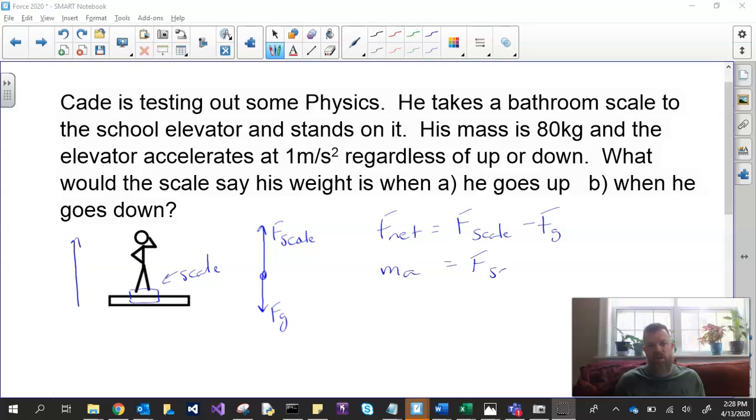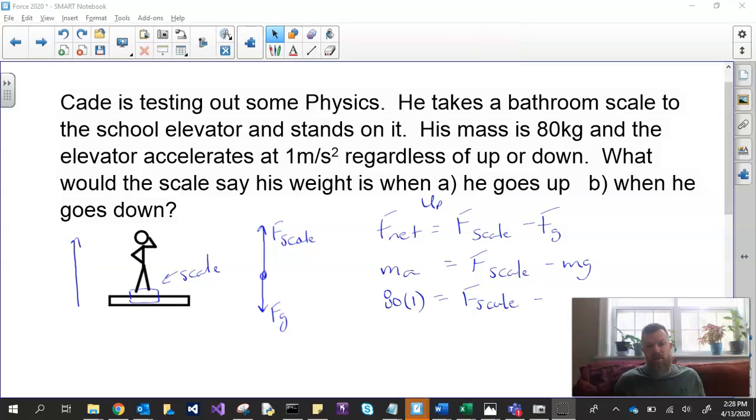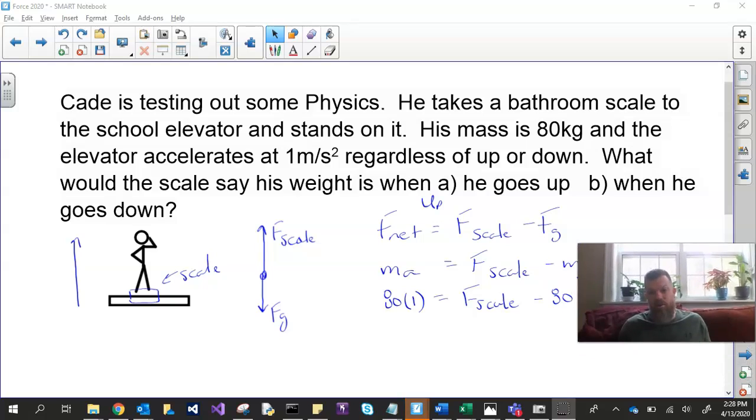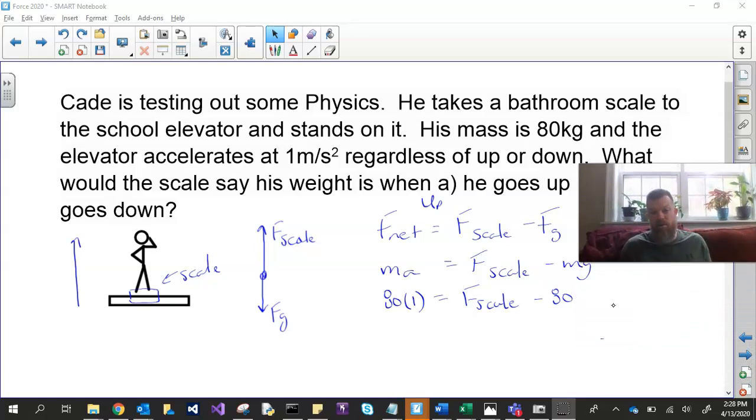The force of scale doesn't change. This is mass times gravity. Cade's actual mass is 80 kilograms. The acceleration going upward is 1 meter per second squared, so this is the upward version. And the force of scale, we don't know, but we're going to find out. And then the mass is 80 again, times 9.8.